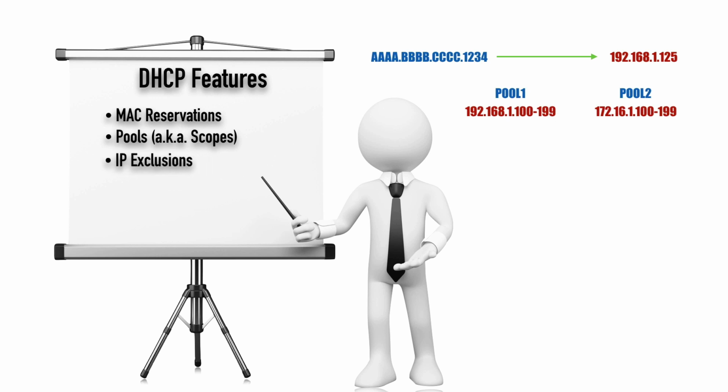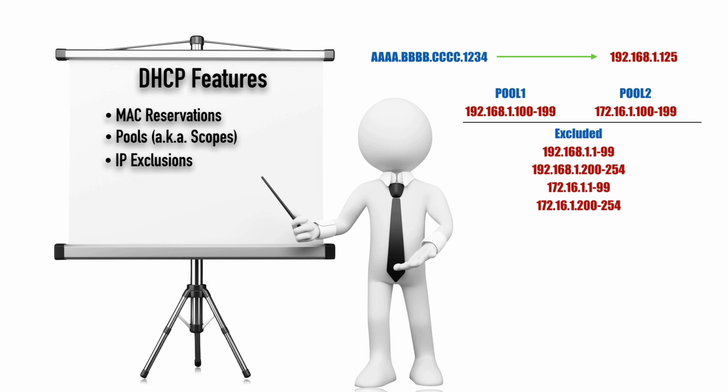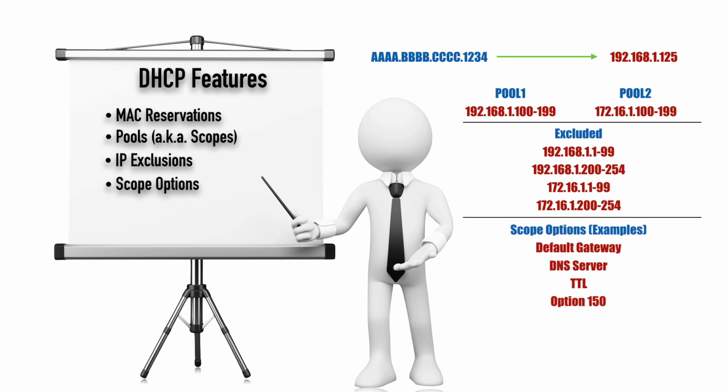Now, some IP addresses we do not want to hand out. It might be the IP address of a printer or a router or something else. What we can do is exclude certain IP addresses so we don't hand those out. And we can have in our scope options that we hand out, such as a default gateway, a DNS server, time to live values. Option 150 is another option. That's a TFTP server's IP address.